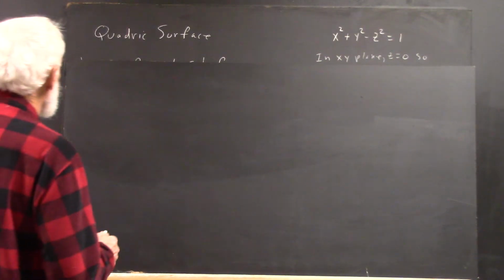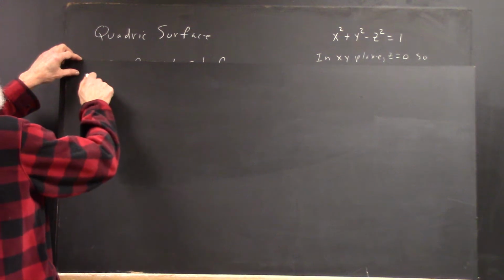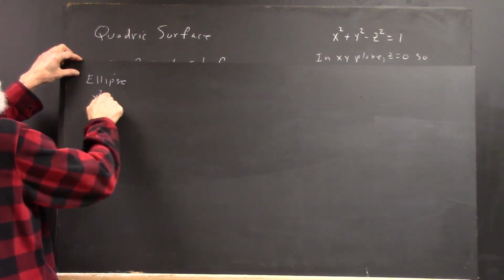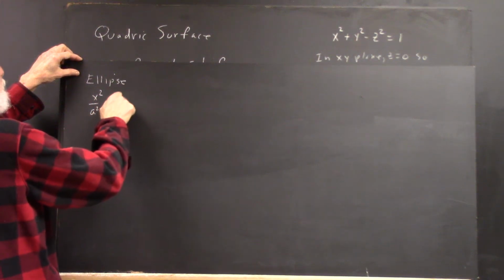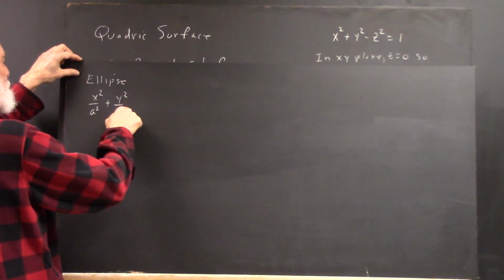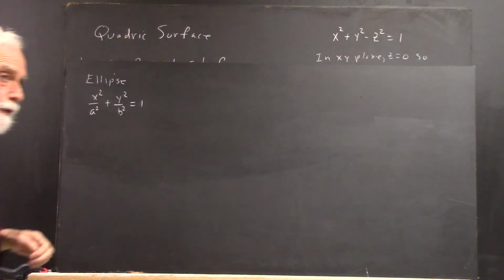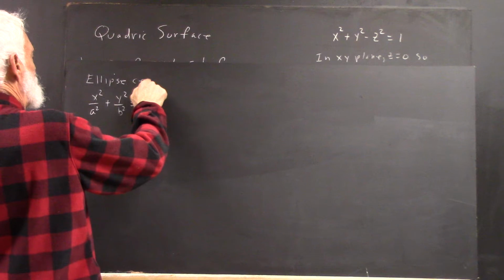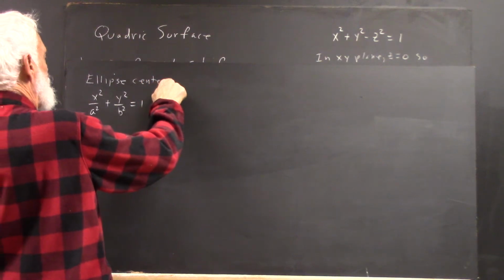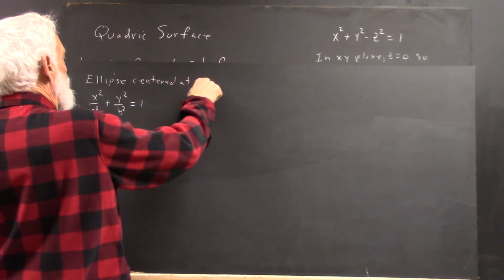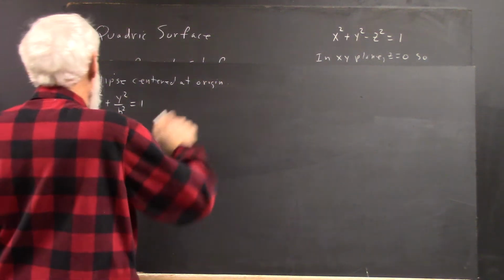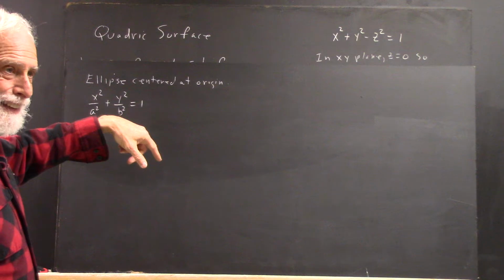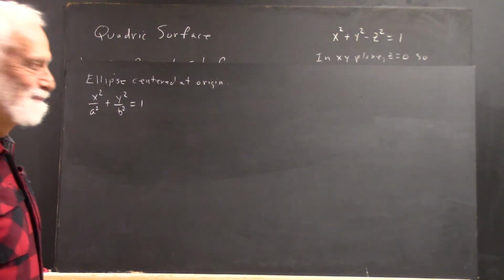Okay. An ellipse. Here's the general form, the shape of an ellipse centered at the origin. And if we want to replace x by x minus h and y by y minus k, then it's centered at (h, k). Okay?